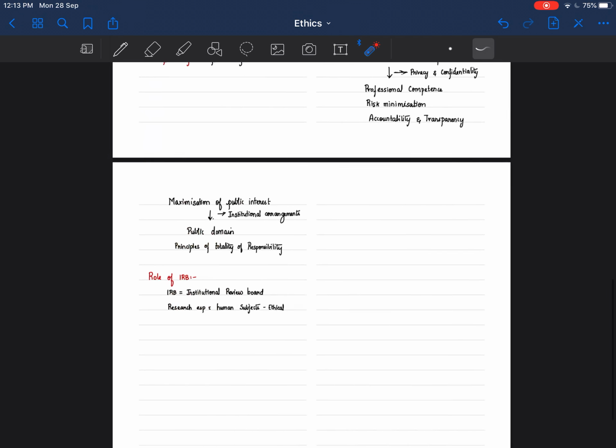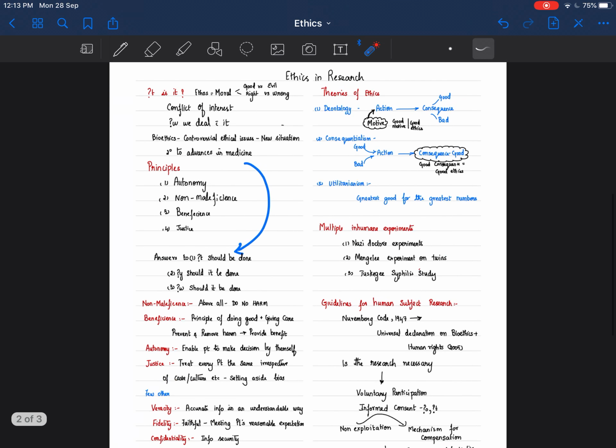So I think that's all about ethics in research. If you know this much, it's more than enough for you to write a small short note and understand what you are going to do if you are going to do your thesis.